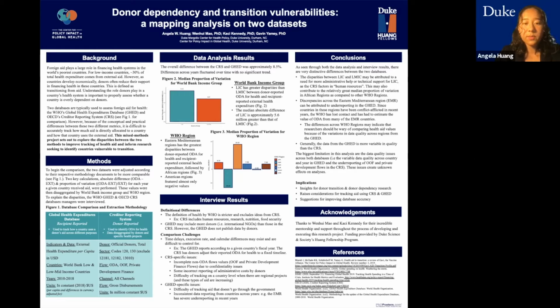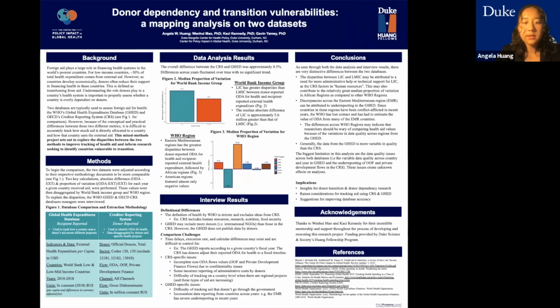However, because of the conceptual and practical differences between these 2 metrics, it is really difficult to accurately track how much aid is directly allocated to a country and how that country uses that external aid. Thus, our project sets out to explore the disparities between the 2 methods to improve the tracking of health aid and to inform research seeking to identify countries vulnerable to transition.